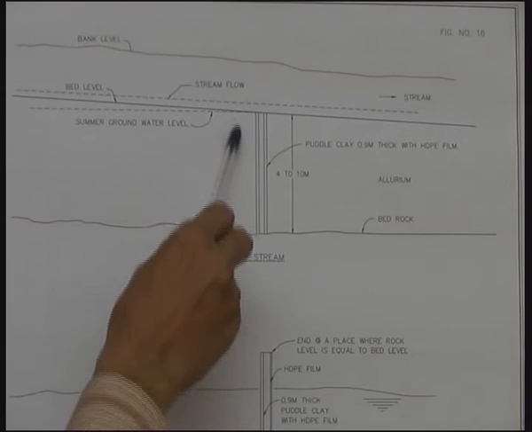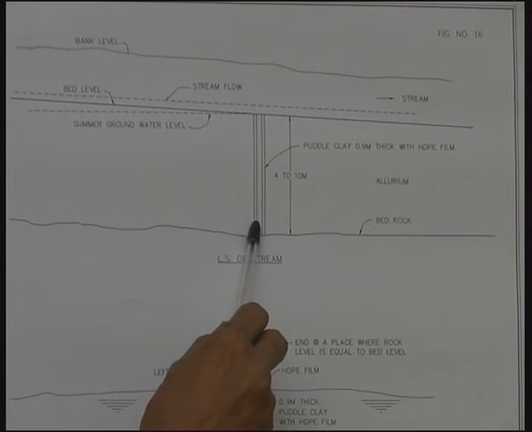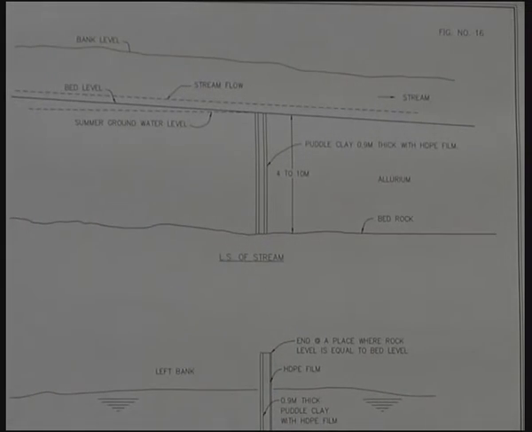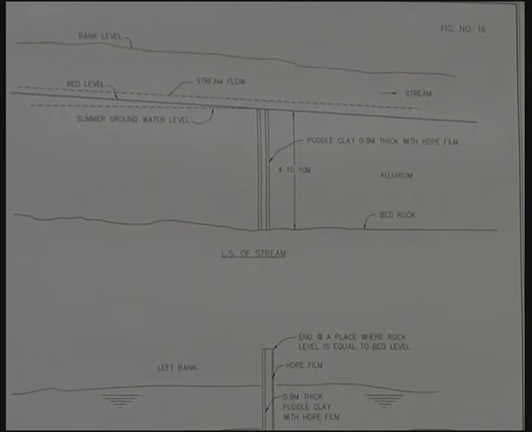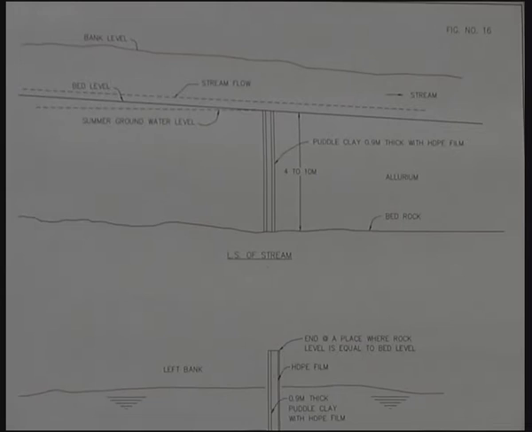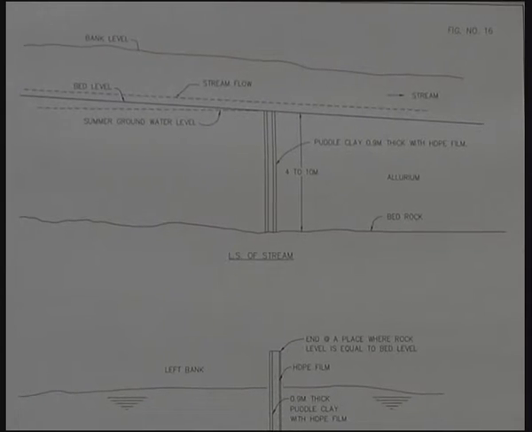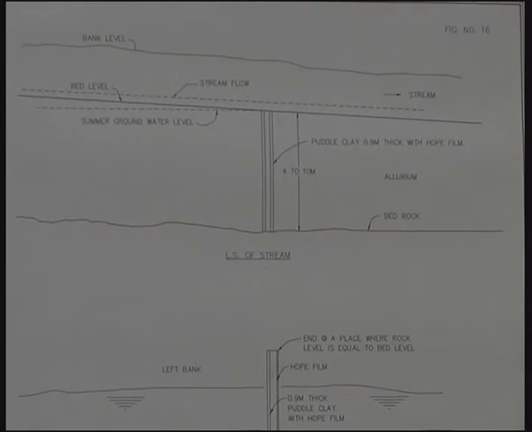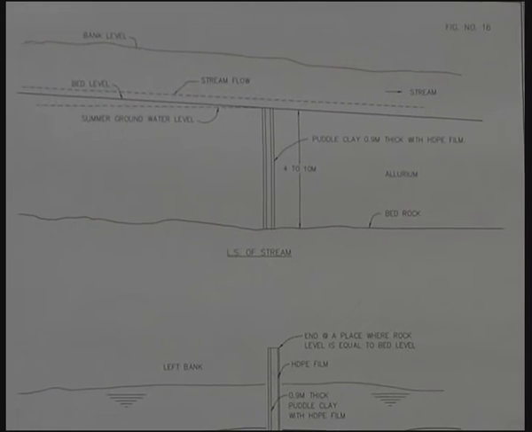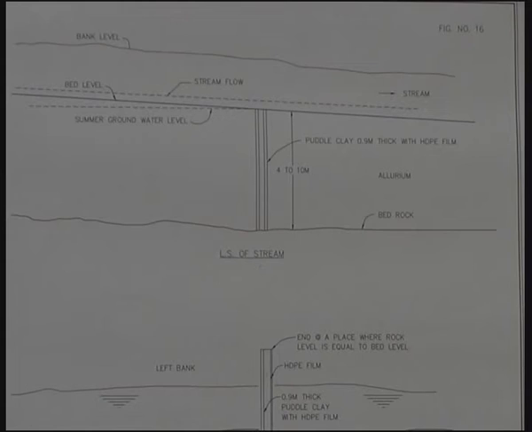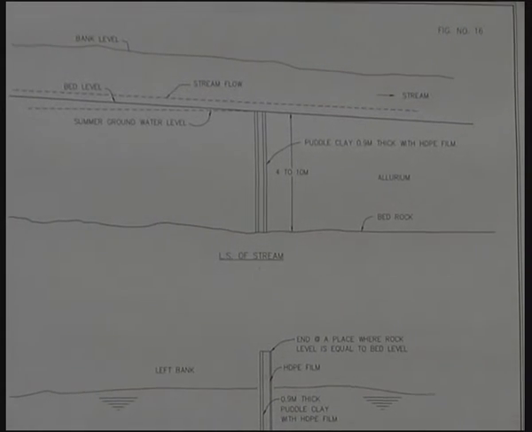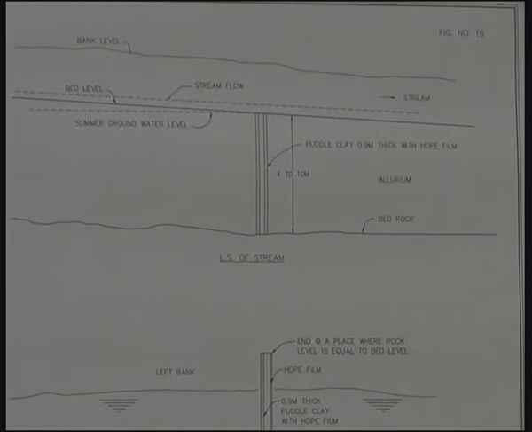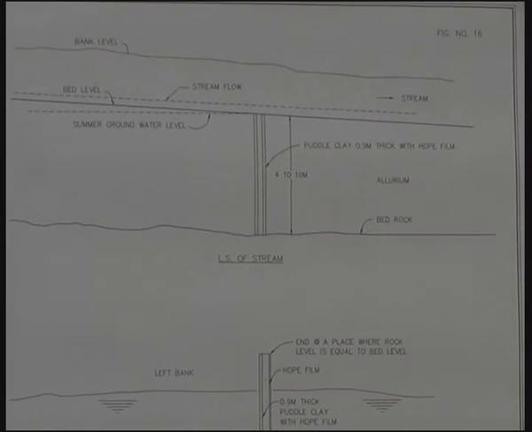This consists of 0.9 meter thick puddle clay. This puddle clay is nothing but the clay with high plasticity, which is usually available in tank beds very close to the tank bund. The clay that is very close to the tank bund would be with high plasticity, whereas the silt that is away from the tank bund would not be having this plastic clay.